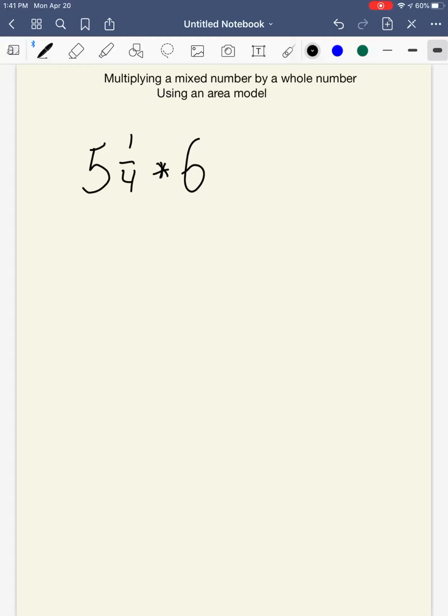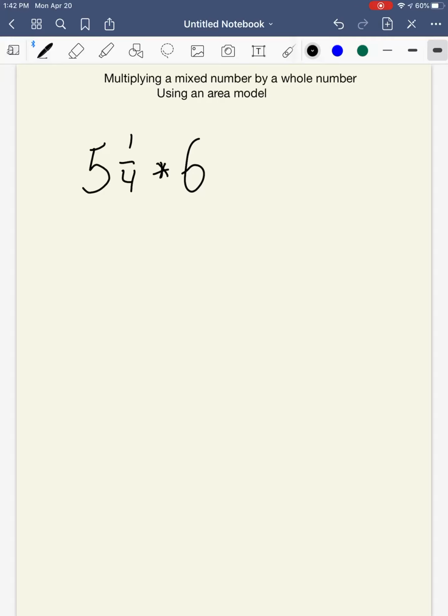So maybe you've watched that video already, or if you're not, you certainly can, because my hope is you'll be able to decide which of these two strategies is your preference, which one you like better, and which one you think will work better for you. So we're going to use an area model to make 5 1/4 times 6 into its final answer, its solution here.